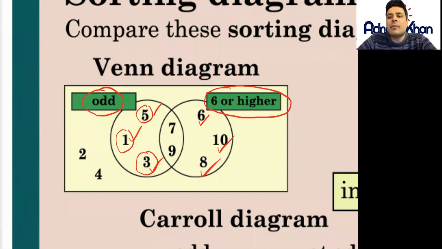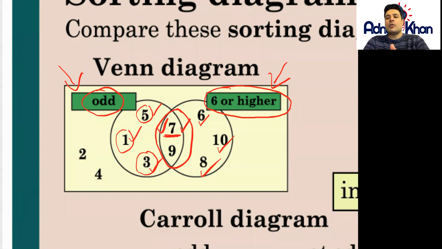Now, any numbers that are within both of these categories will go in the middle. So 7, for example, is an odd number, and it's 6 or higher. Which means that 7 will be in both categories, but because it's overlapping, we will leave 7 in the middle. Now number 9, which you can see in the middle, is 6 or higher, which is correct.